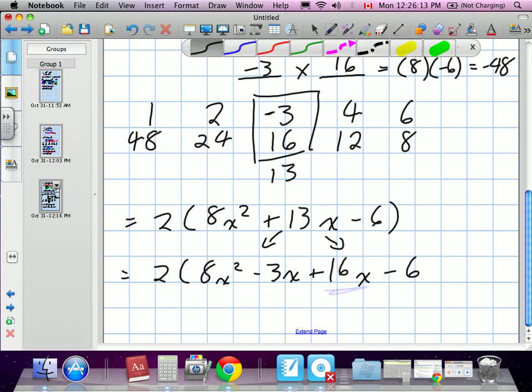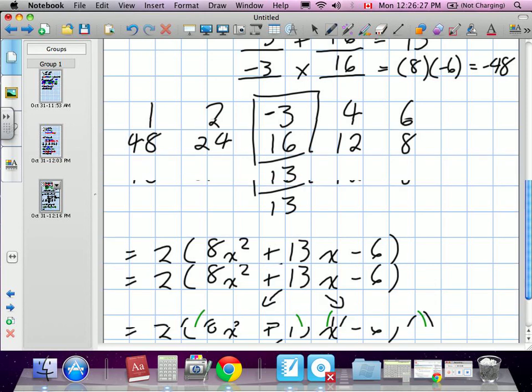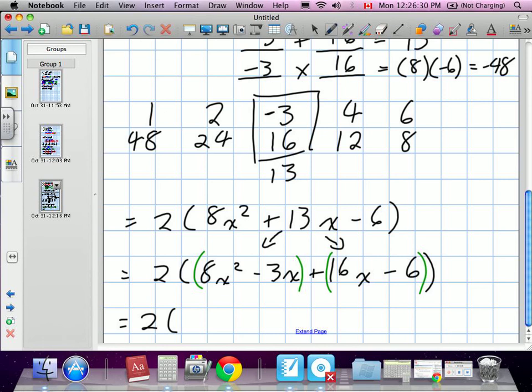Now, in the brackets, again, remember, I need to factor by grouping. So I'm going to find the common factor for 8x squared and 3x, which is, anyone know? Is there a common factor? No? X? X will work. So we take x out and we're left with 8x minus 3. Okay? Then I find the common factor between 16 and 6. Anyone know? 2. I take 2 out and I'm left with 8x minus 3.